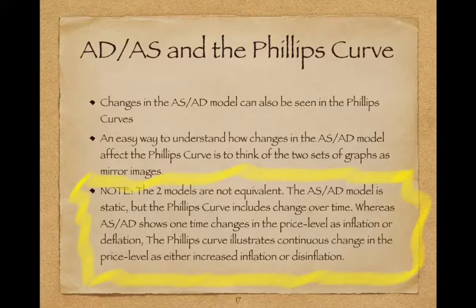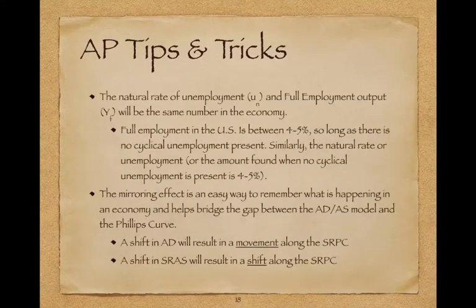When I'm saying static, I mean it's kind of like a camera, just click, takes a photo. We're looking at it in that moment. But the Phillips curve, we saw all those dots, we're looking at all those changes over time. All right, the ADAS model gives us a one-time change in the price level, either giving us inflation or deflation. The Phillips curve is going to give us those continual changes over time. So as long as you keep in mind that it's not the same thing, it's just showing similar concepts, you'll be good to go. Okay, so let's go and take a look at this. And like I said, I think that this is going to help.